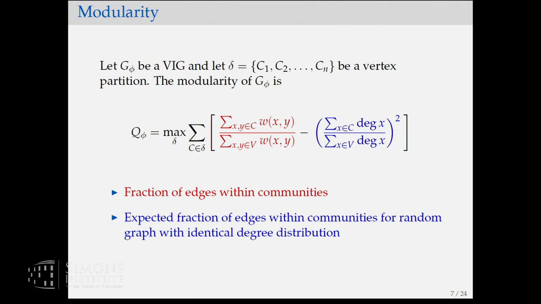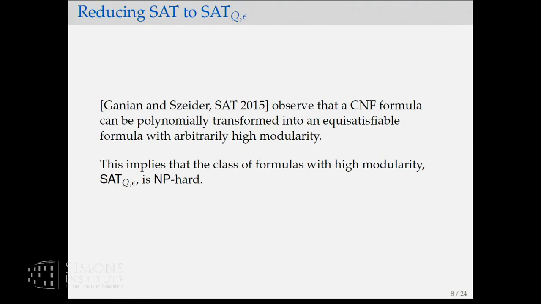And the second term is based on the degree of vertices, and if you work it out, it turns out to be the expected fraction of edges that lie within the communities if you maintain the same degree distribution but you randomly distribute the edges. Okay. All right.